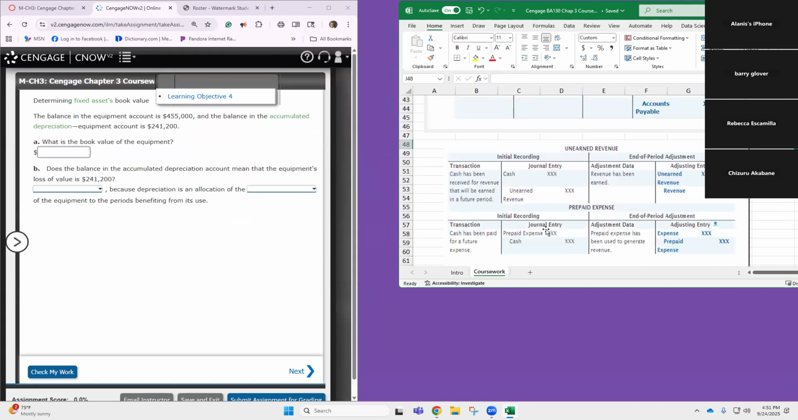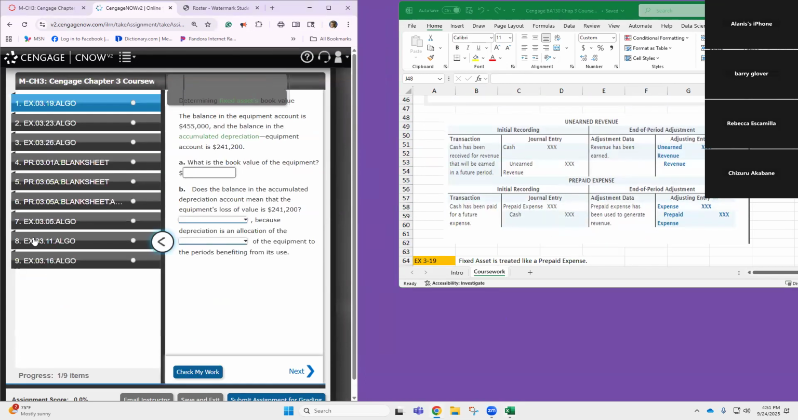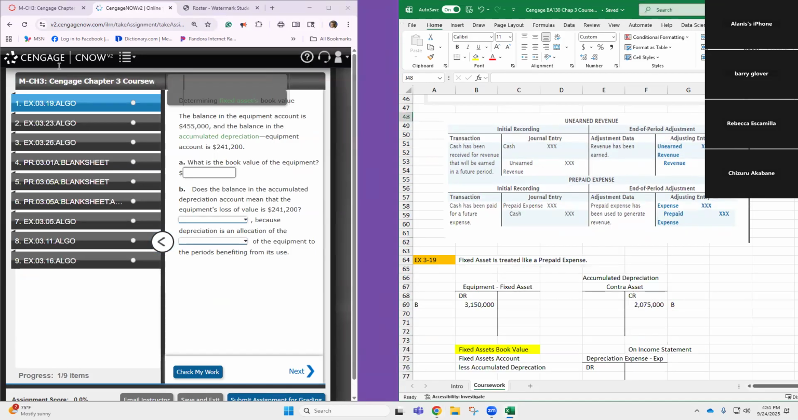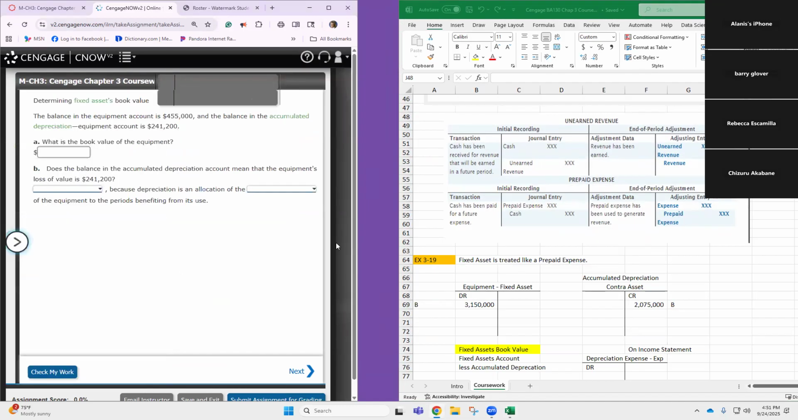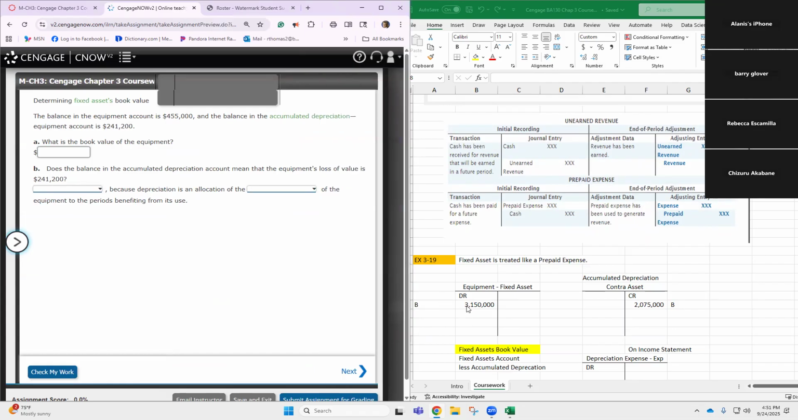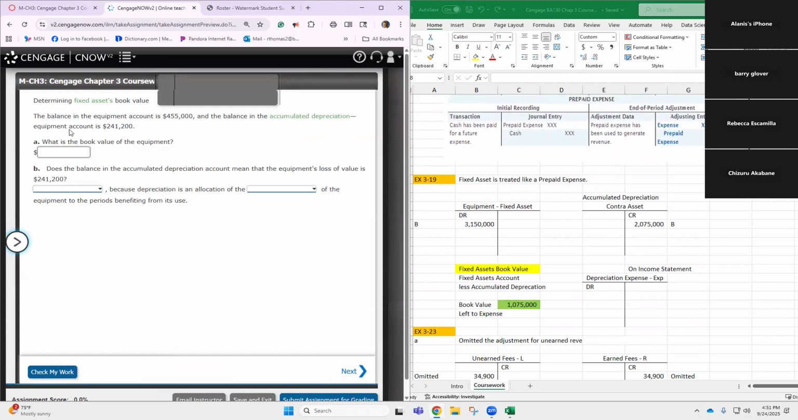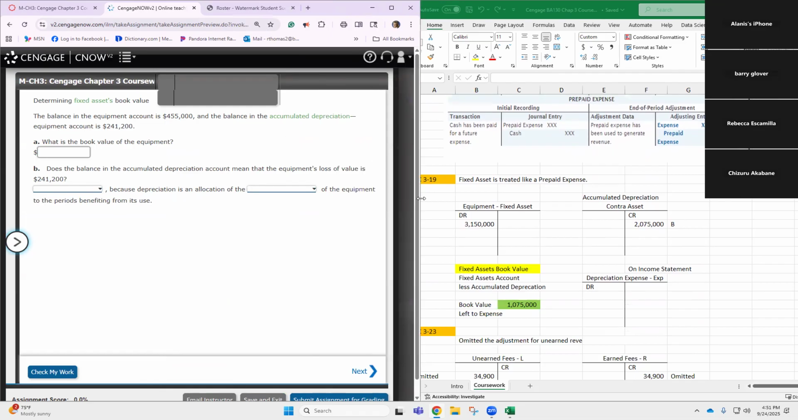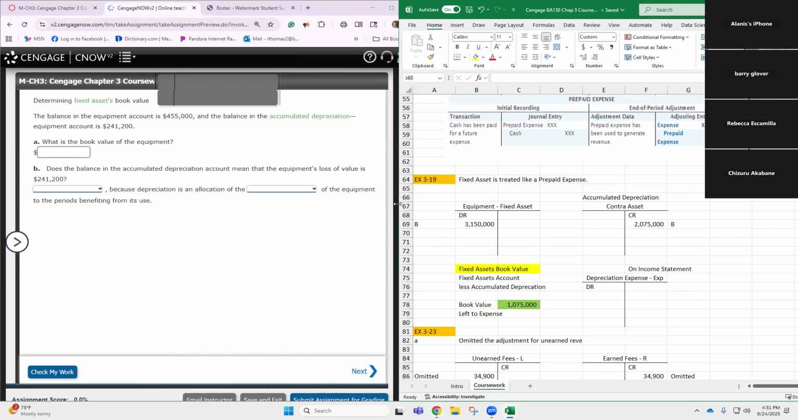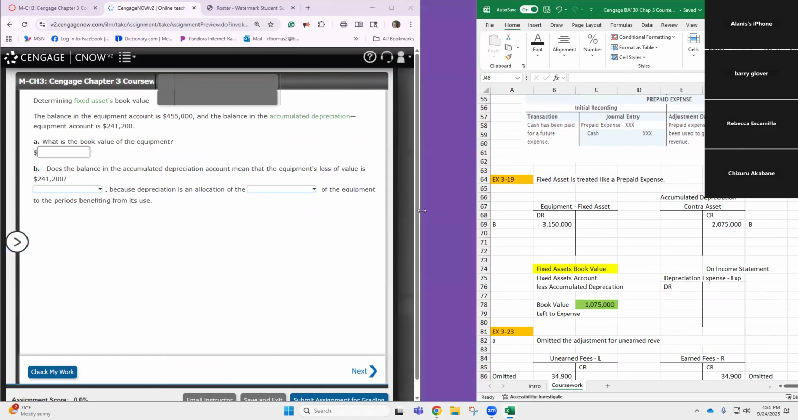Okay, so let me come down here and see if I've got, I think I've got 319. 319 is our very first problem. If you're going to follow along with how to solve these, of course, you'll want to draw some T accounts. Okay, so here we go. Move it over just a little bit, so we can make sure we have enough room.